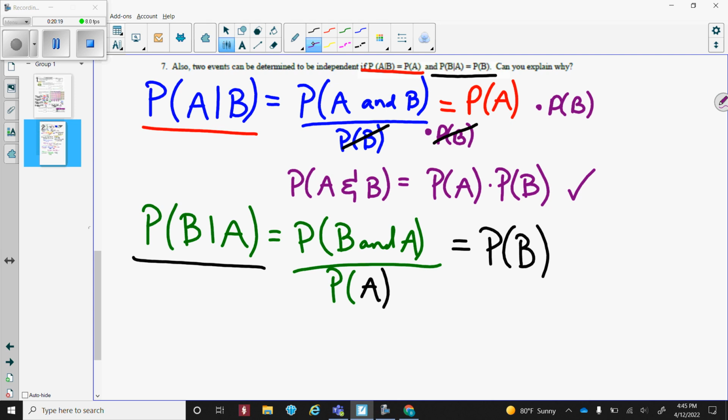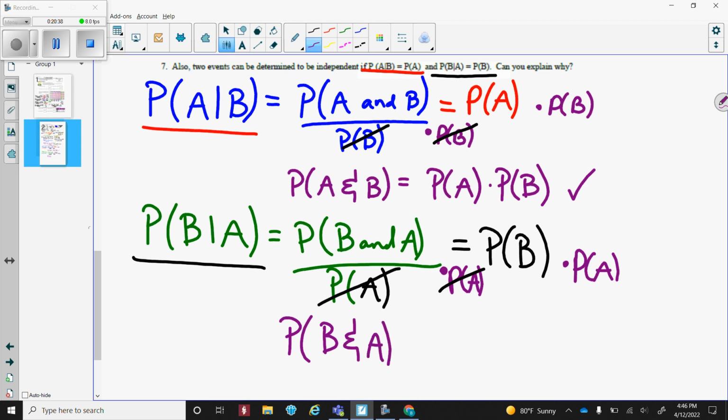From here, we want to multiply by what's in the denominator. So we're multiplying by the probability of A. This probability of A will cancel with this probability of A. And what we're left with is the probability of B and A is equal to the probability of B times the probability of A, which is the definition of independent events.